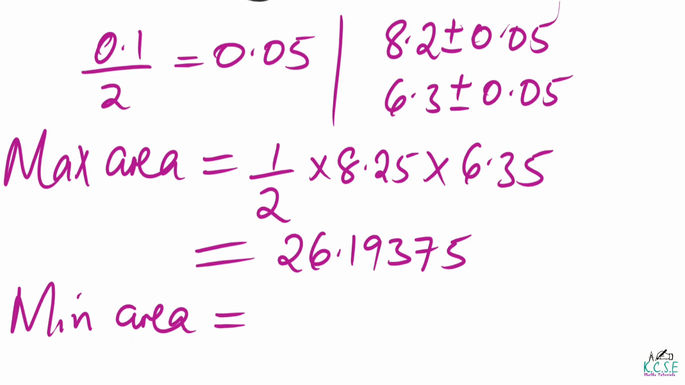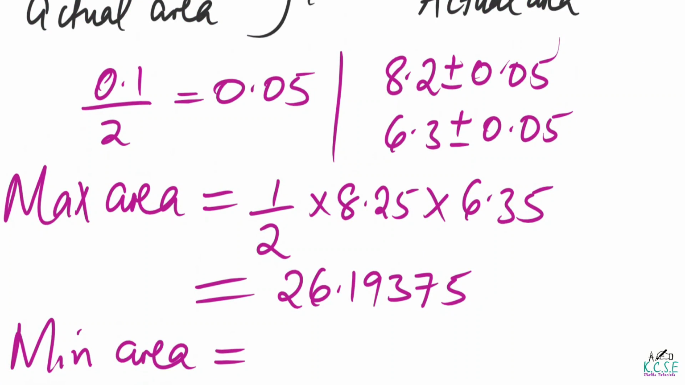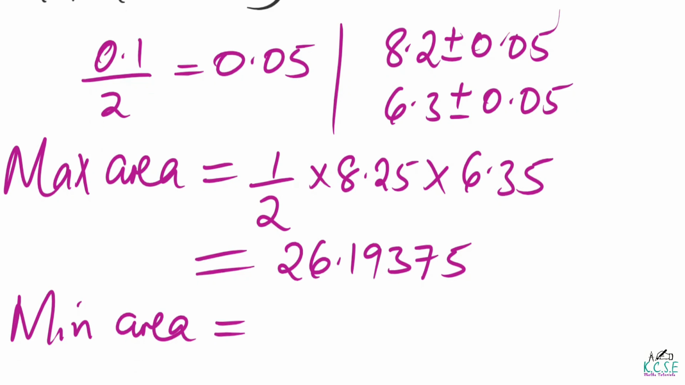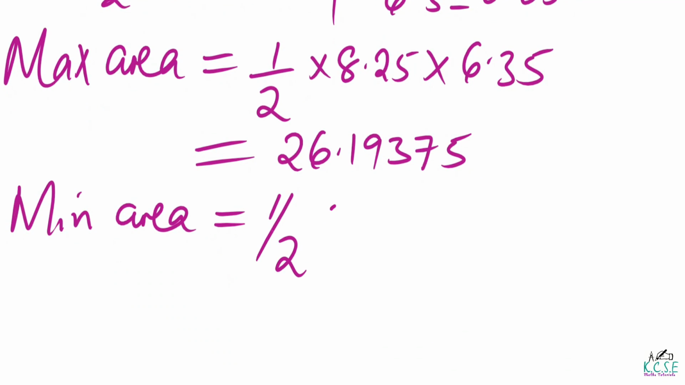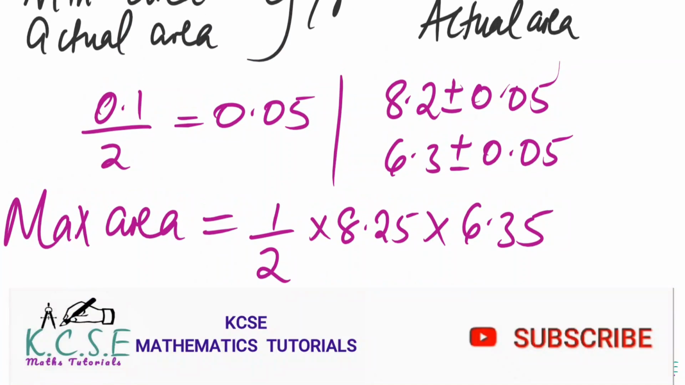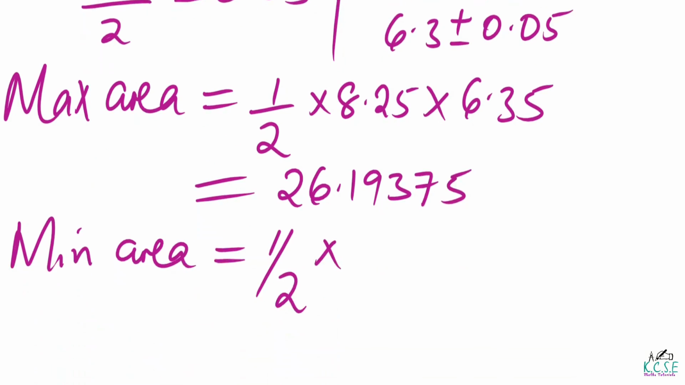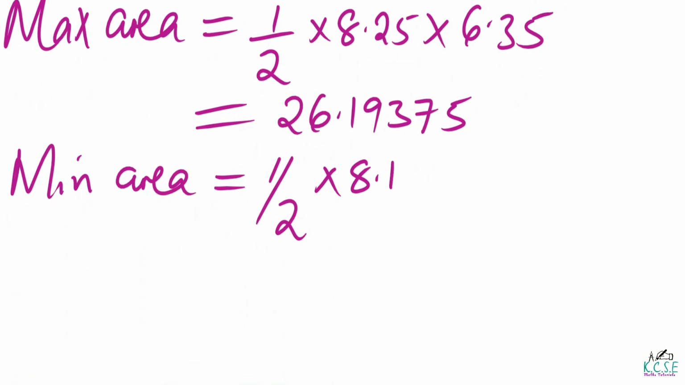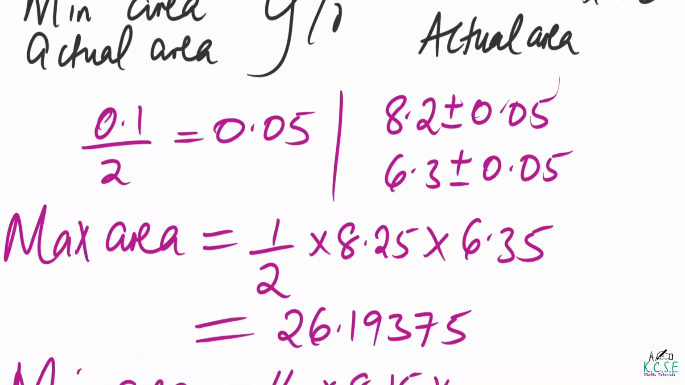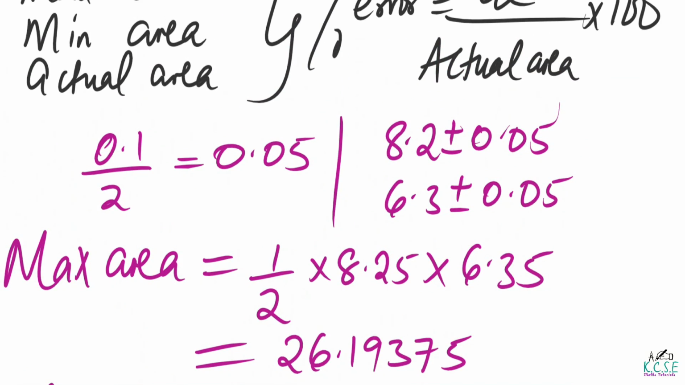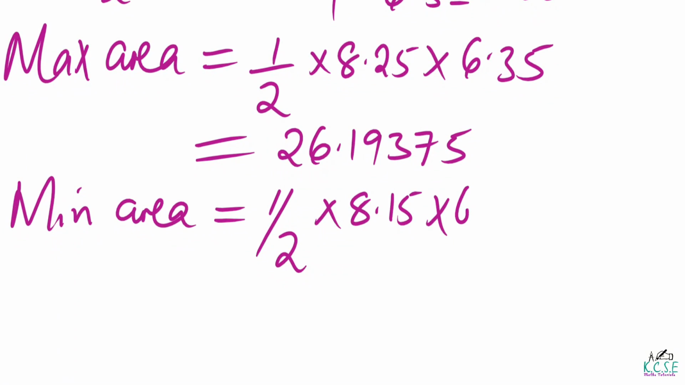The minimum area will be obtained by taking the lower limits. Now what we've done for the maximum, we have added 0.05 to get the maximum area. To get the minimum area, we shall now subtract 0.05. This is what you're going to get. So area is equal to a half multiplied by 8.2 subtract 0.05, which gives 8.15, multiplied by 6.3 subtract 0.05, you get 6.25.